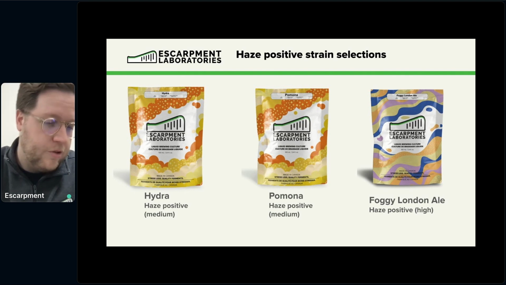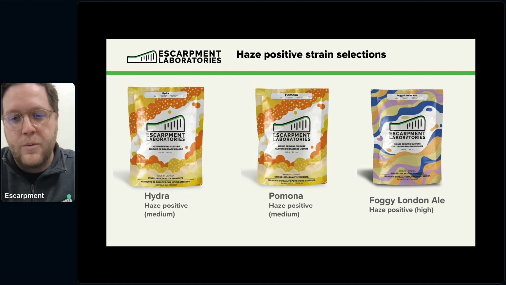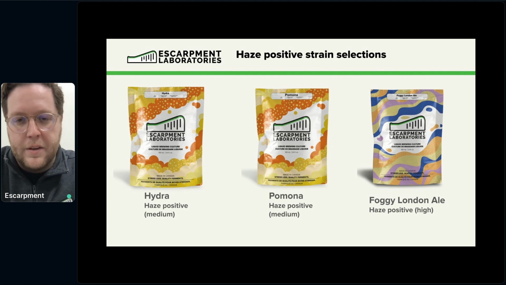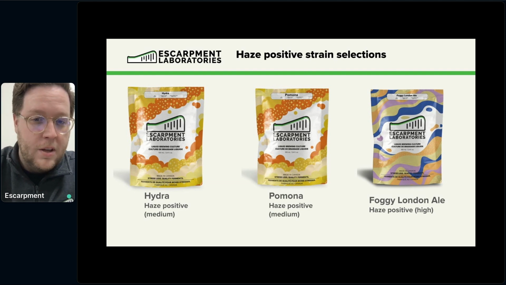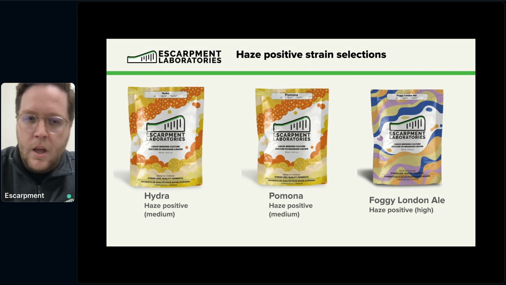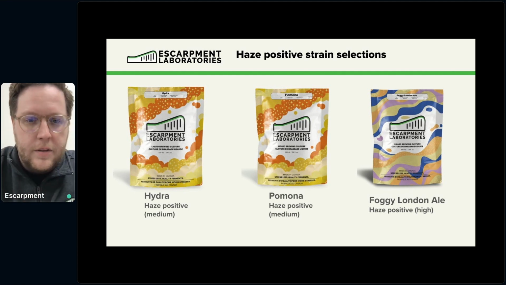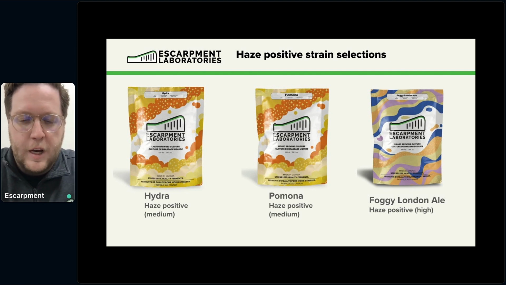But long story short there, Pomona is another option for haze positive yeast. A little bit more attenuation than the Foggy London Ale, certainly more ester production, really nice peach ester. If you like the Vermont strain, but you don't like that it's haze neutral, definitely try out Pomona. That's what it was developed for. And then also Hydra. Hydra's been out for a few years now, but it's become consistently popular. It's a great low attenuation strain for juicy, hazy IPAs, and it is also haze positive. So it does make it easier to produce those hazy IPAs.